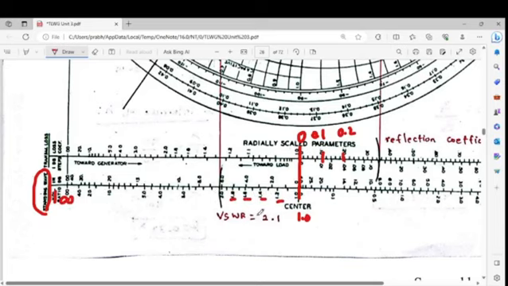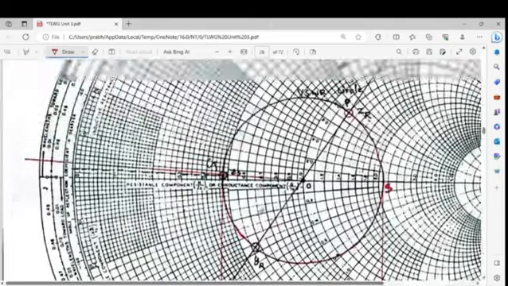The remaining parameters are not useful for you in this particular semester. Maybe they will be useful for you in future. That is also very easy, right? So this is the basic introduction to the Smith chart.